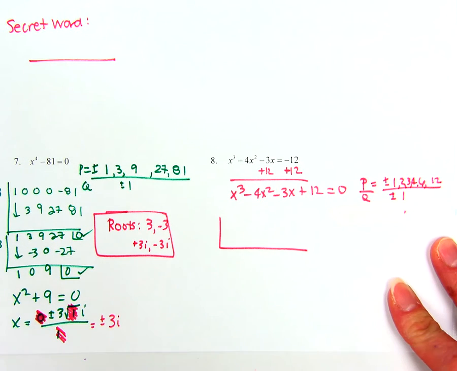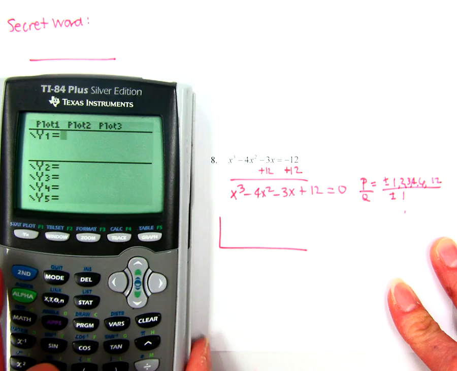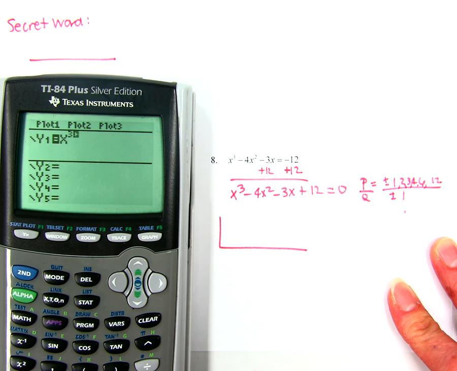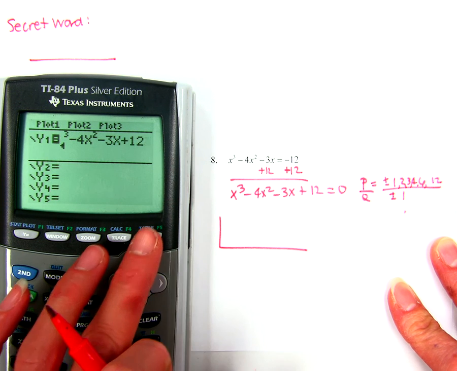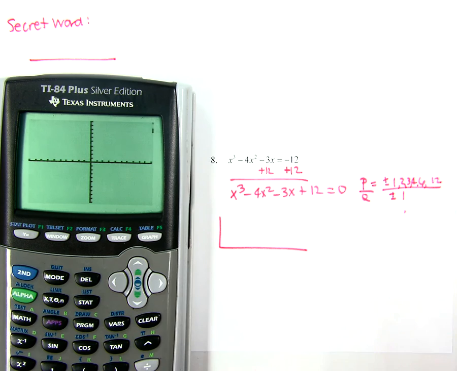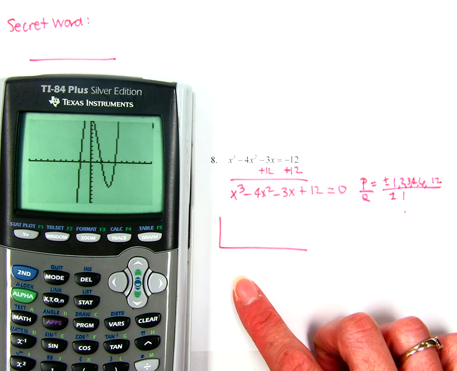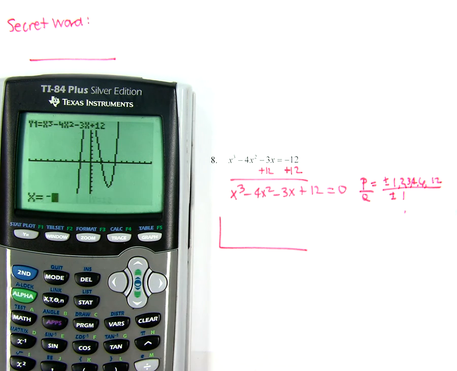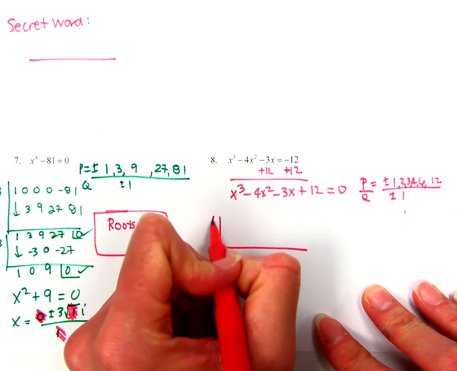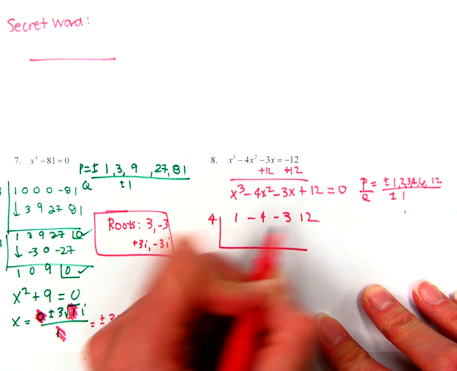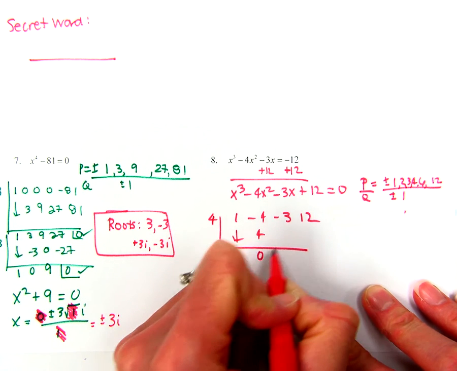All right, so on my graph, I've got x to the third minus 4x squared minus 3x plus 12. All right, so I need to find just one solution, and it looks like negative 2, but it's not. It's going to be close to that. It looks like positive 2, but it's not, and I think it's positive 4. All right, so positive 4, and then I have 1, negative 4, negative 3, and 12. And I'm just going to do my synthetic division.